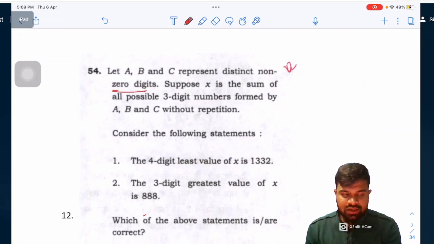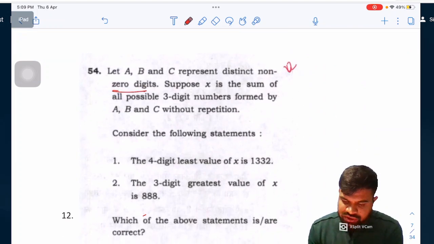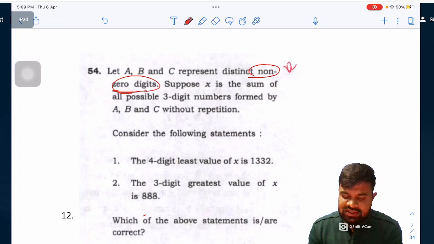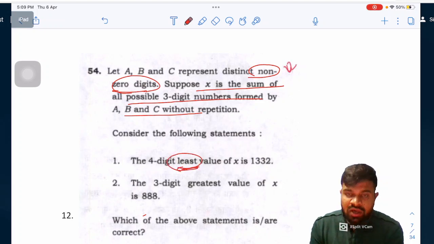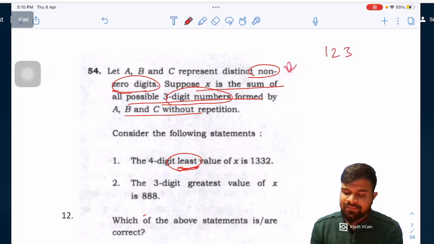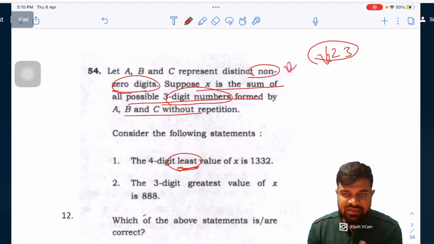Okay, see, this question is quite easy, I would say. Non-zero digits are there. That means you cannot include zero. The sum of x is the sum of all possible three-digit numbers formed without repetition. Now we are going for the least value. What are the least three-digit non-zero numbers? That means 1, 2, 3. These are the digits for the smallest three-digit numbers.